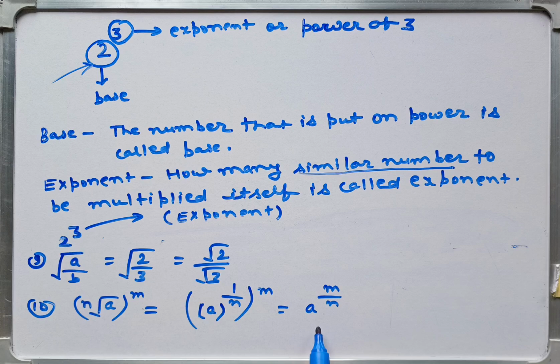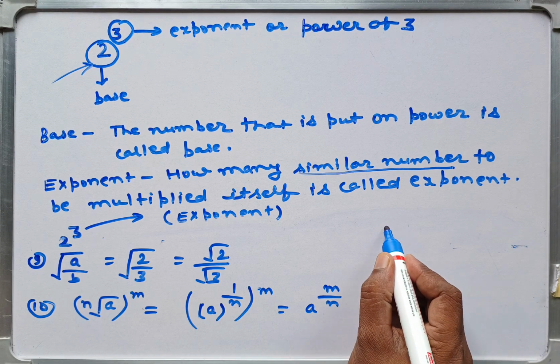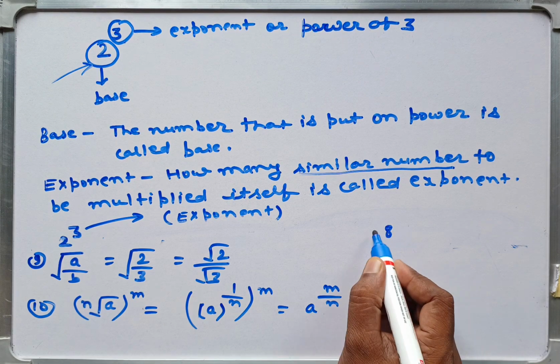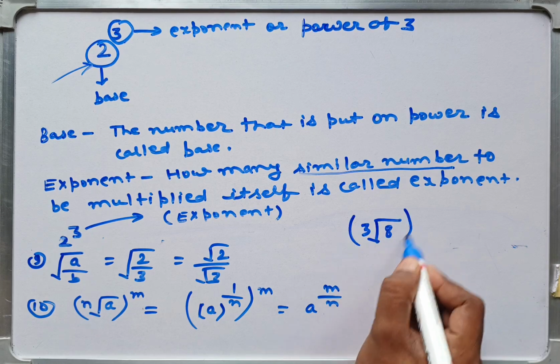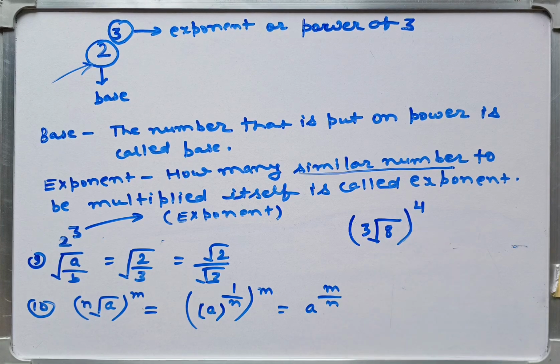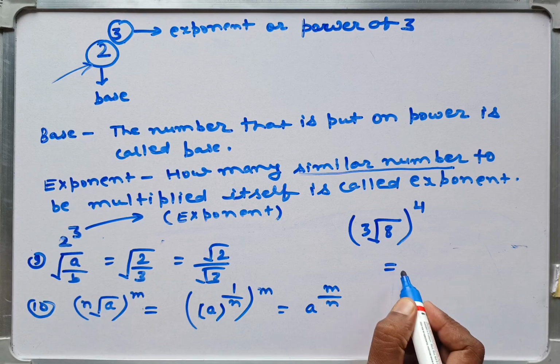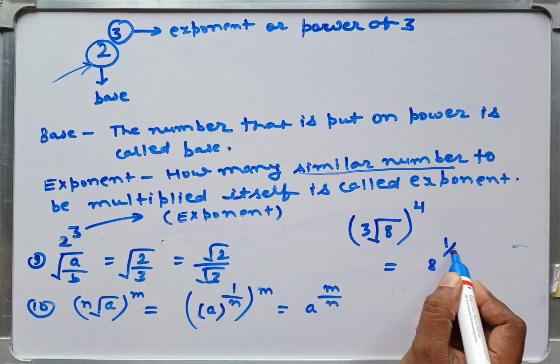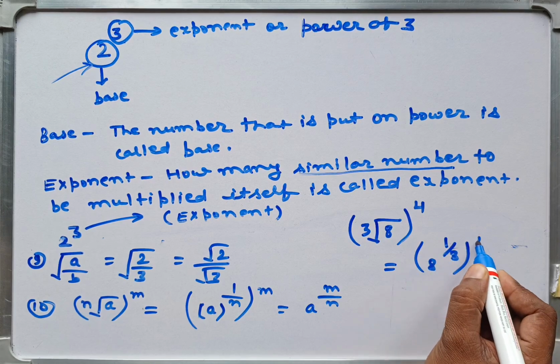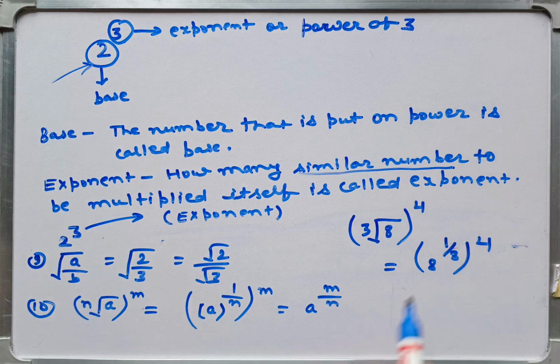See one problem, how to solve this type of problem. Suppose 8 is written, 3 is also written, and 4 is written. How could you solve such a problem? We apply this rule: we write 8 as 8 to the power of 1 by 3, and again this one is to the power of 4. What does this mean? You have to find the cube root of 8.